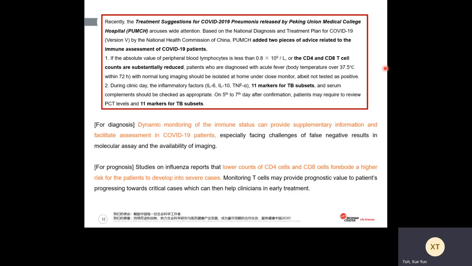Past studies on influenza also show that patients with low CD4 and CD8 counts have a higher risk of developing severe disease. It appears that COVID-19 patients are progressing the same way, although we still do not have enough data to support this conclusion. Nevertheless, if we can perform immune monitoring in clinical settings, it gives us an opportunity to detect such changes in our immune status and start early clinical intervention.